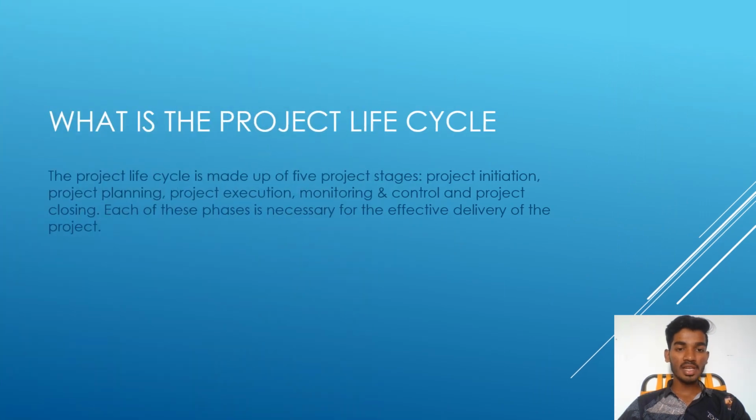The project life cycle is made up of 5 project stages. First one is initiation, second one is planning, third one is execution, fourth one is monitoring and control, and the last one is closing of a project. Each of these phases is necessary for the effective delivery of the project.